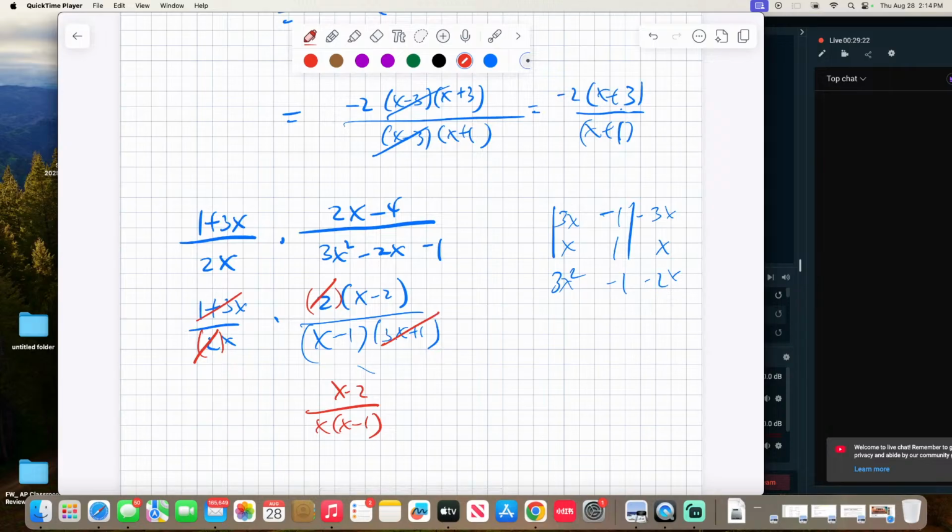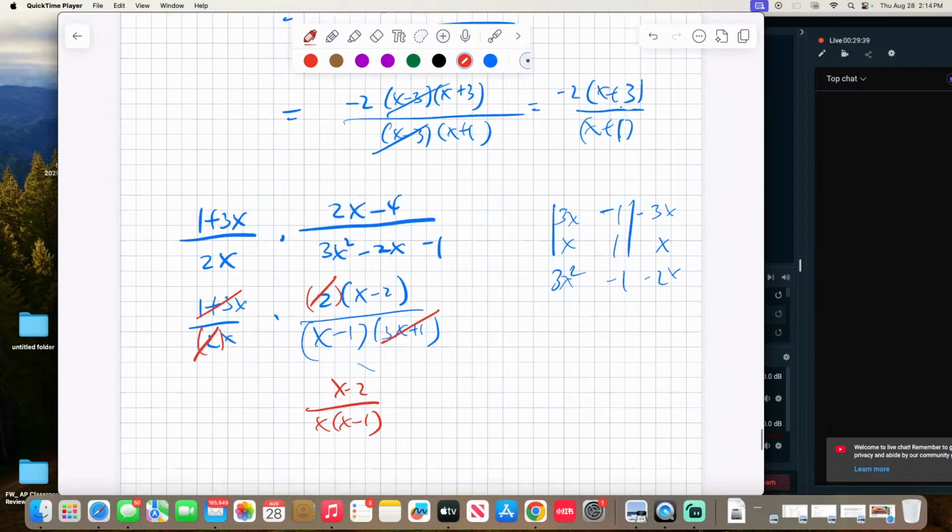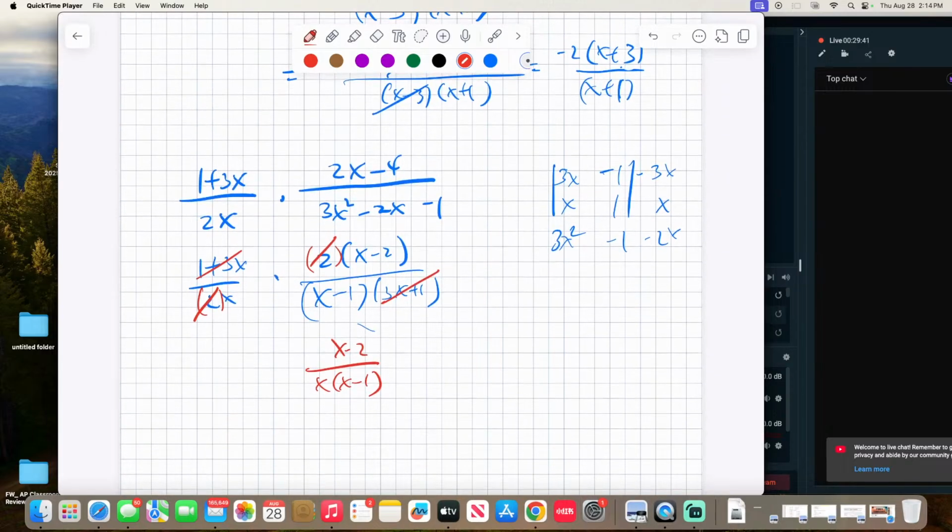Today, you have sum and difference of cubes to worry about. You have factor by grouping to worry about. So you still have to know all your factoring skills. Now we're going to implement it on all of them. Am I going too fast?